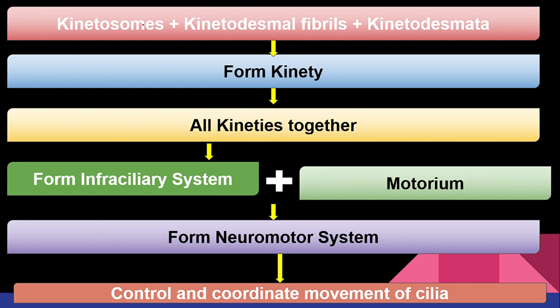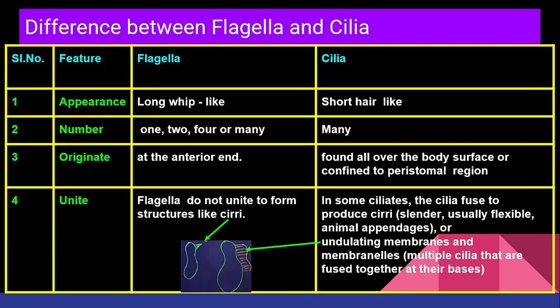Let's wind up everything in a single page. So kinetosomes along with kinetodesmal fibrils and kinetodesmata are going to form your kinety. All kineties together are going to form the infraciliary system. Is it going to form your motorium? No, it is not going to form the motorium. It is going to form your infraciliary system. The infraciliary system along with the motorium is going to form your neuromotor system, and this neuromotor system is responsible for the control and coordination of the movement of the cilia.